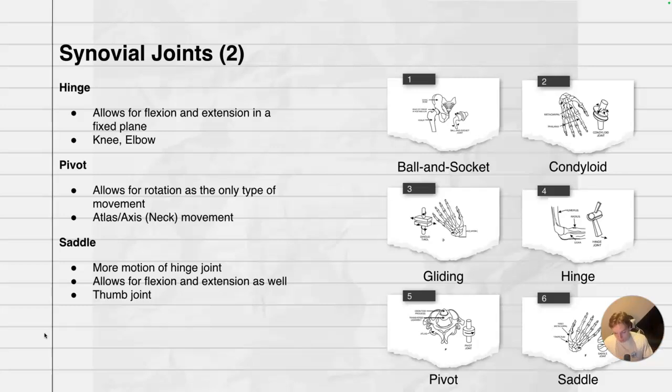The pivot joint, the neck is a very common one. It's not actually increasing or decreasing angle or causing elevation or depression, but it's a fixed point that's allowing rotation of another point. So being able to shake our head no, that's a pretty common example of this atlas axis connection.